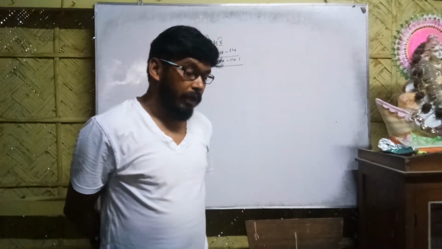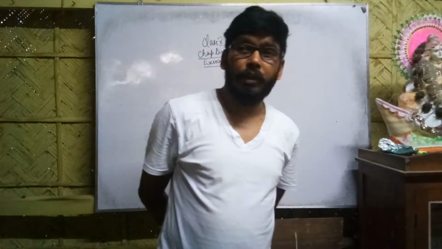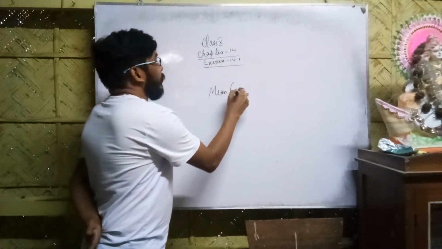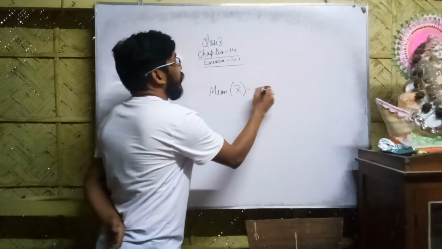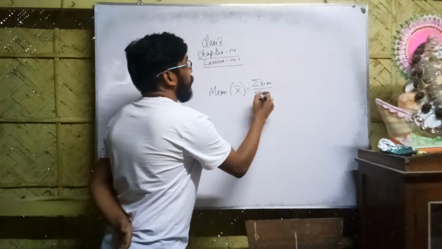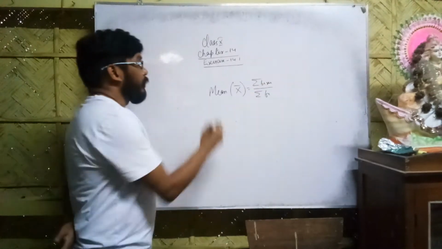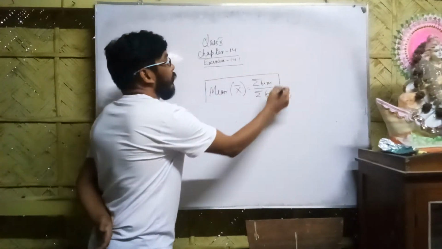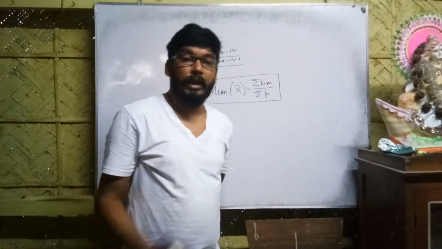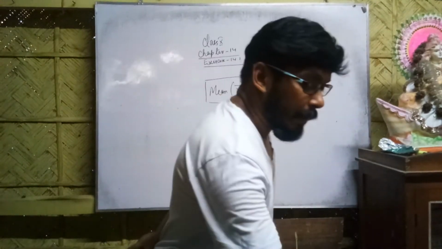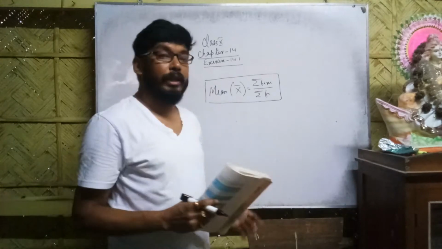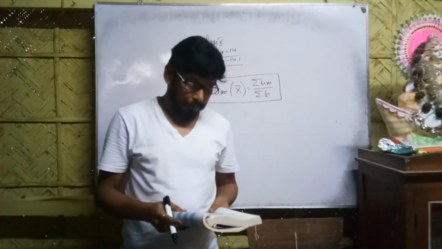The formula for direct method: mean is denoted by x bar equal to summation of fi xi by summation of fi. So this is the formula to find out mean by direct method. First we will go for the simple method. Direct is very simple. If in exam time they don't mention any method to apply, you can go for direct method because this is quite easy.